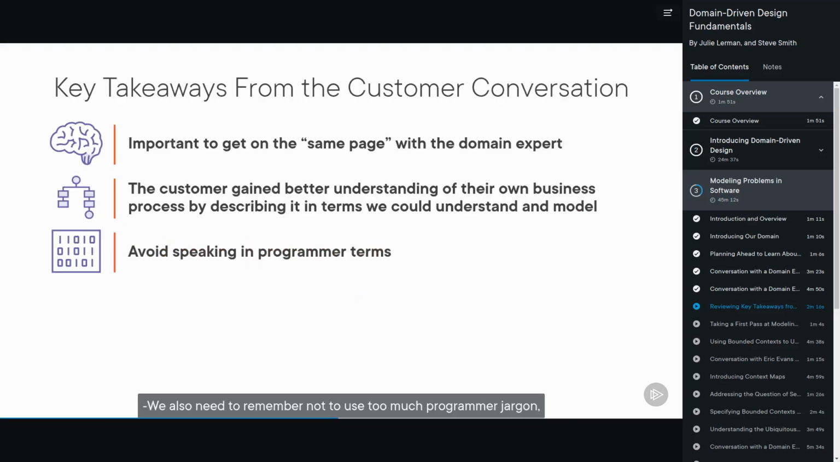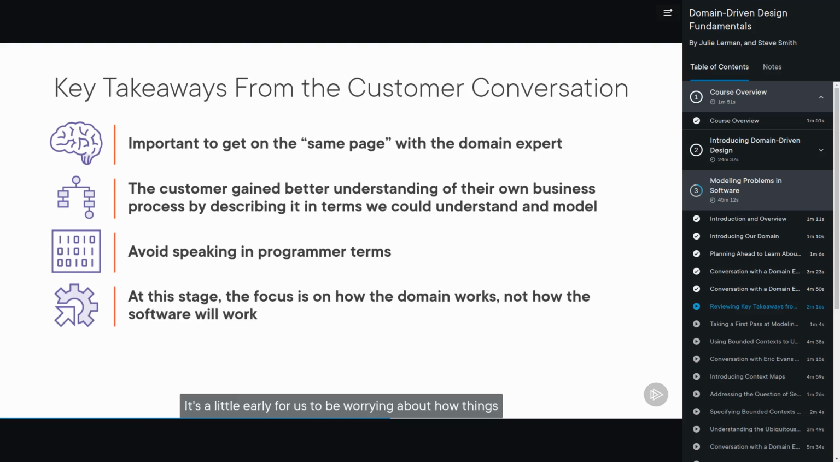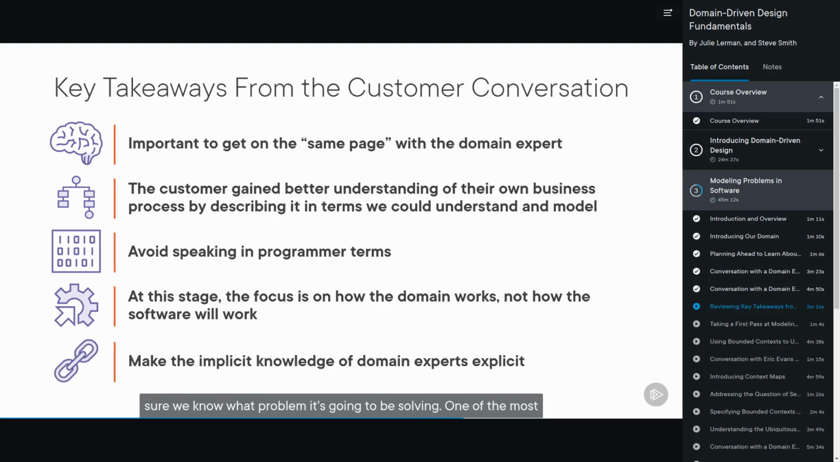We also need to remember not to use too much programmer jargon, especially when there are programming terms that might have a different meaning in the customer's domain. I agree. It's a little early for us to be worrying about how things might end up looking in the code anyway. At this stage, the main focus is on understanding the domain. We'll get to building the software soon enough, but first we want to make sure we know what problem it's going to be solving.